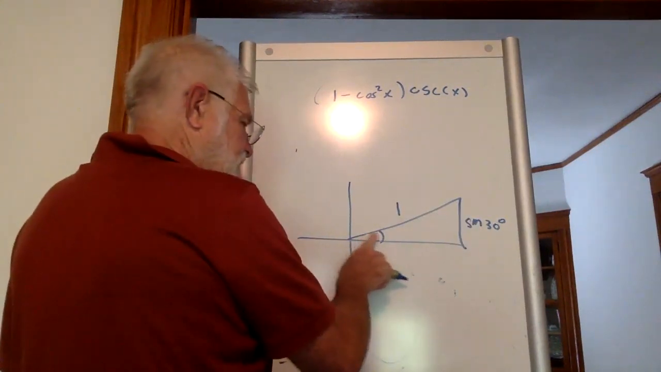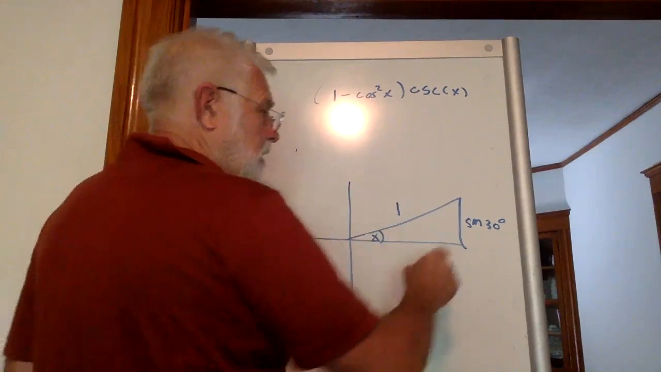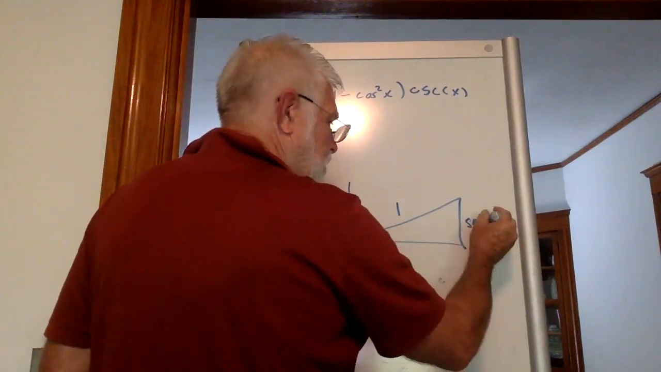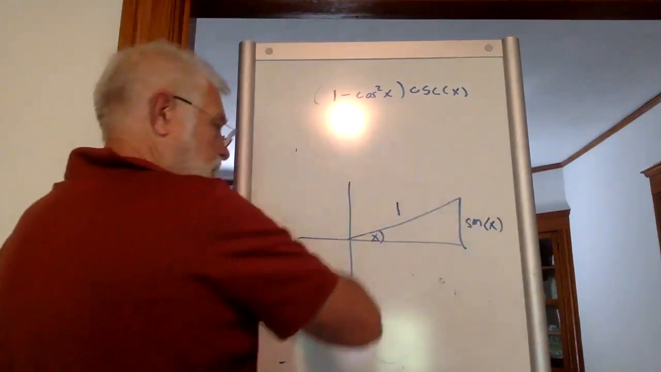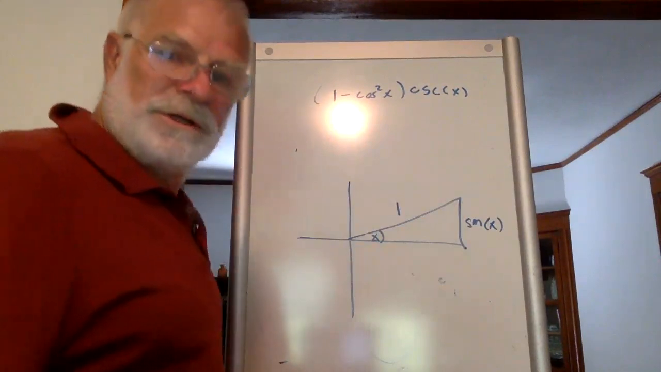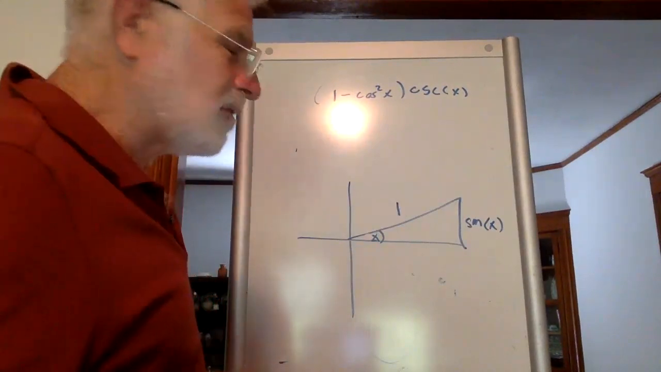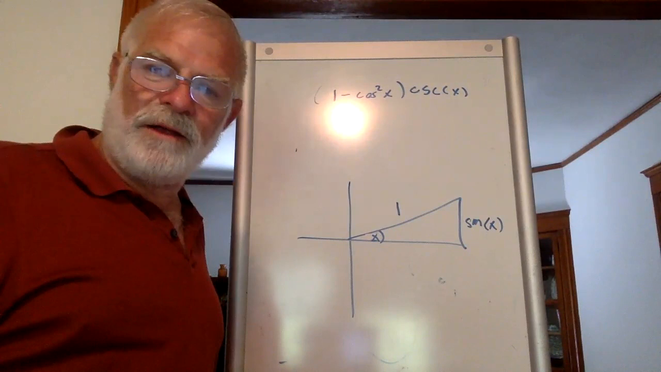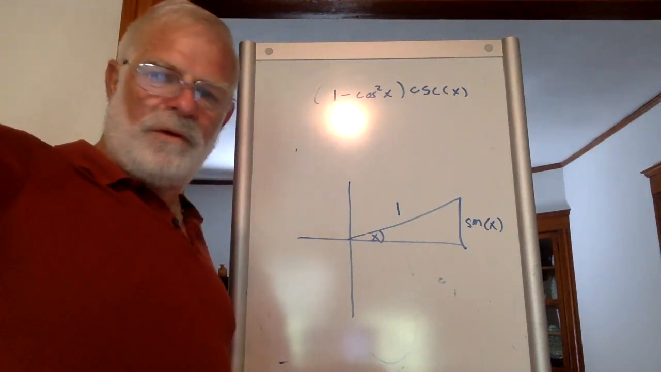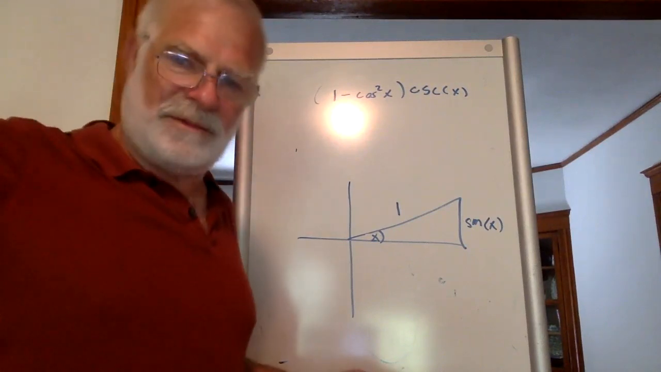Well, what if I change this to x, and then this to x, as in, well, that's true for every ratio in 360 degrees. I see a right triangle. Anytime I see a right triangle, the ghost of Pythagoras comes out of the wall and speaks to me.